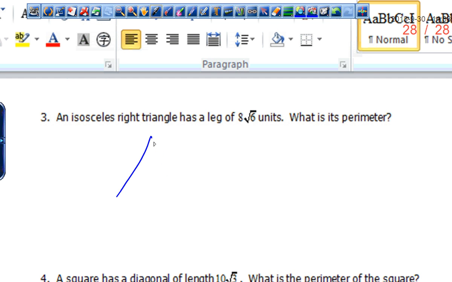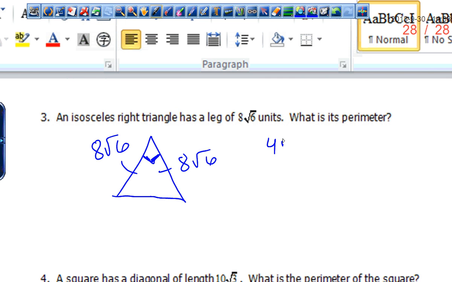Isosceles right triangle has a leg of 8 root 6. That means this guy is 8 root 6. Now, since it's a right triangle, I drew this pretty poorly, but this would mean this is the 90-degree angle. So that means it's a 45, 45, 90.